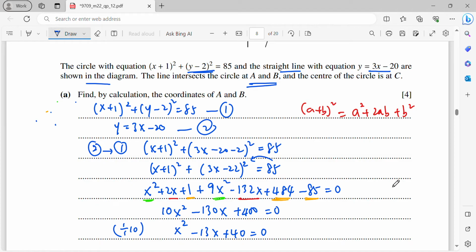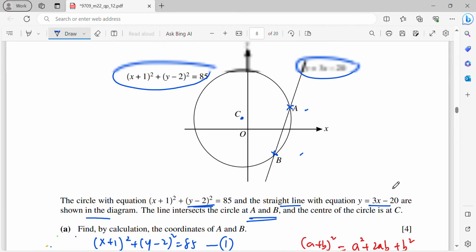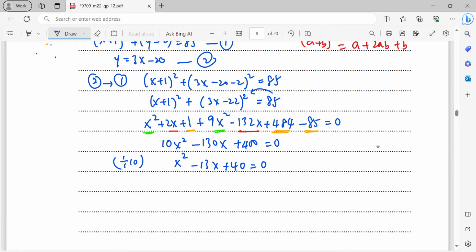It is a quadratic equation. And now I'm expecting to get two x values because there are two intersection points. Okay, so when you do factorization for this quadratic equation, you will be getting x minus 8 and x minus 5 for two factors. Then from here, x minus 8 equals to 0 or x minus 5 equals to 0, which means your x equals to 8 or x equals to 5.